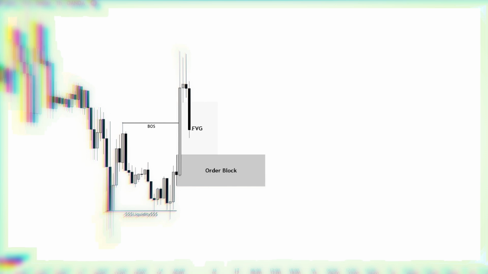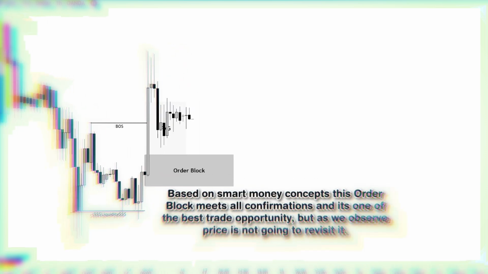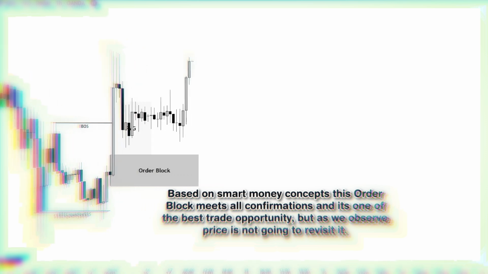Entire premium courses were built around it. From 2018 to 2022, it was printing money. But here's the shocking truth. It is already dead, and by 2025, it'll be completely useless.